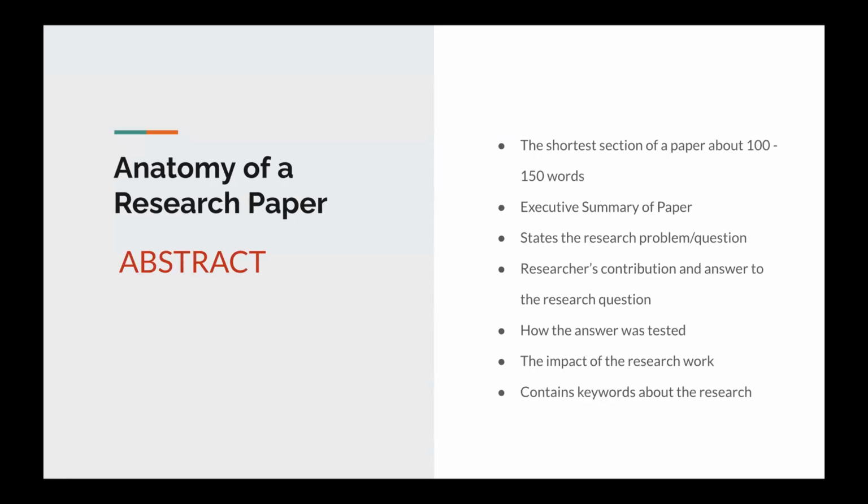The abstract is usually the shortest section of your paper. It shouldn't be more than 150 words. You could do slightly less, not too short and not long at all. And it's basically you summarizing your paper. I like to see it as what makes or breaks your paper.